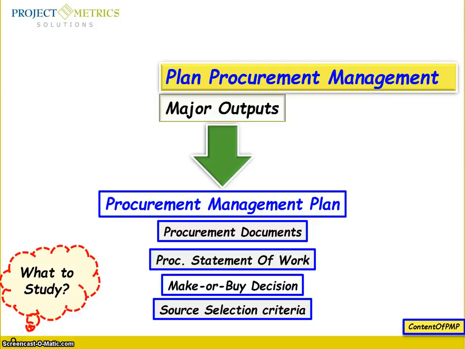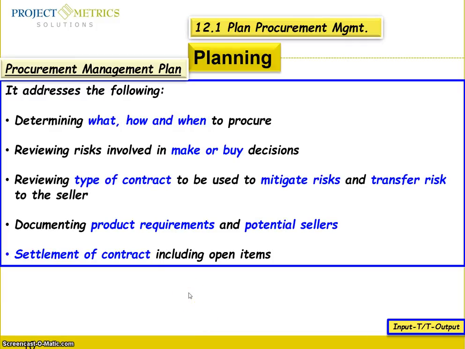Now, the major outputs that I would like you to focus on and memorize if you can are the procurement management plan, procurement documents, procurement statement of work, make or buy decisions, and the source selection criteria. What are the contents of your procurement management plan? It should address determining what, how, and when to procure, reviewing risk involved within make or buy decisions, reviewing the type of contract to be used, mitigating risk and transferring risk to the seller, documenting product requirements and the potential sellers, and settlement of contract, including open items.